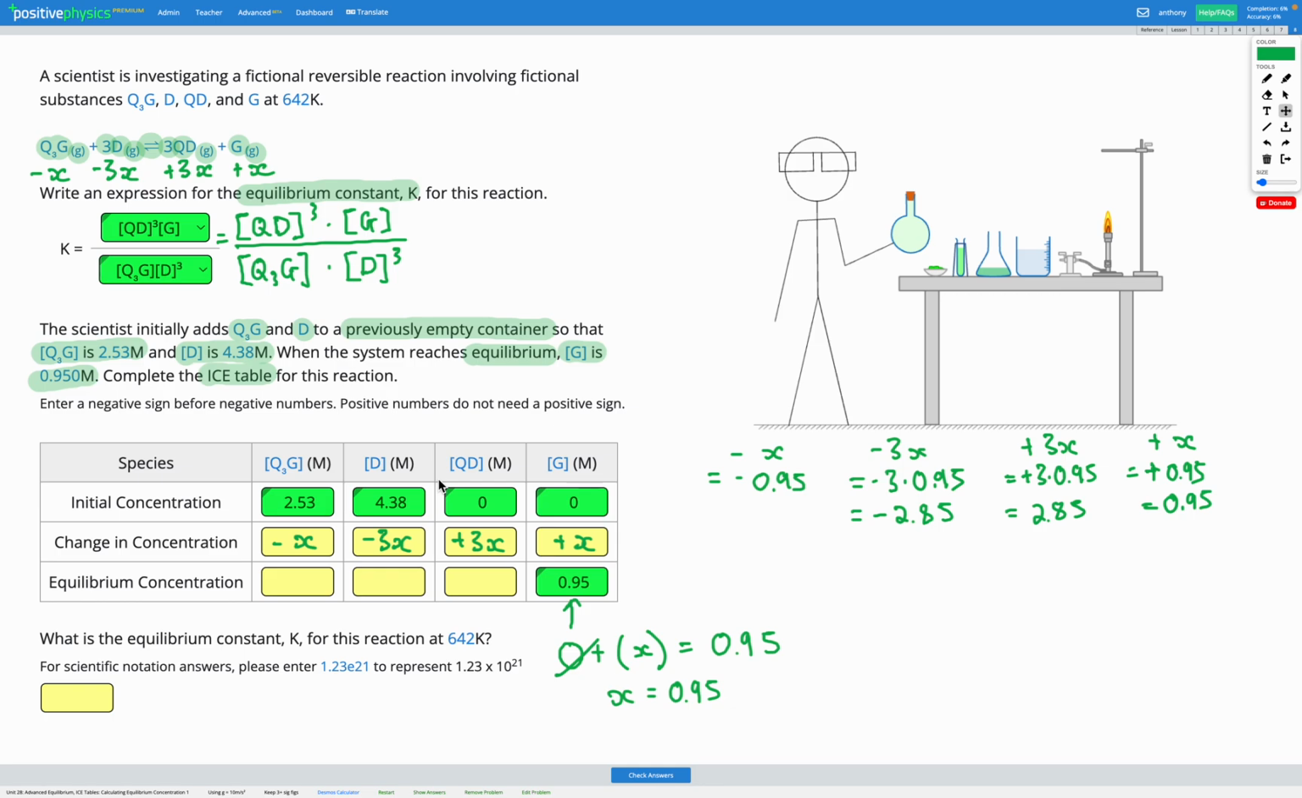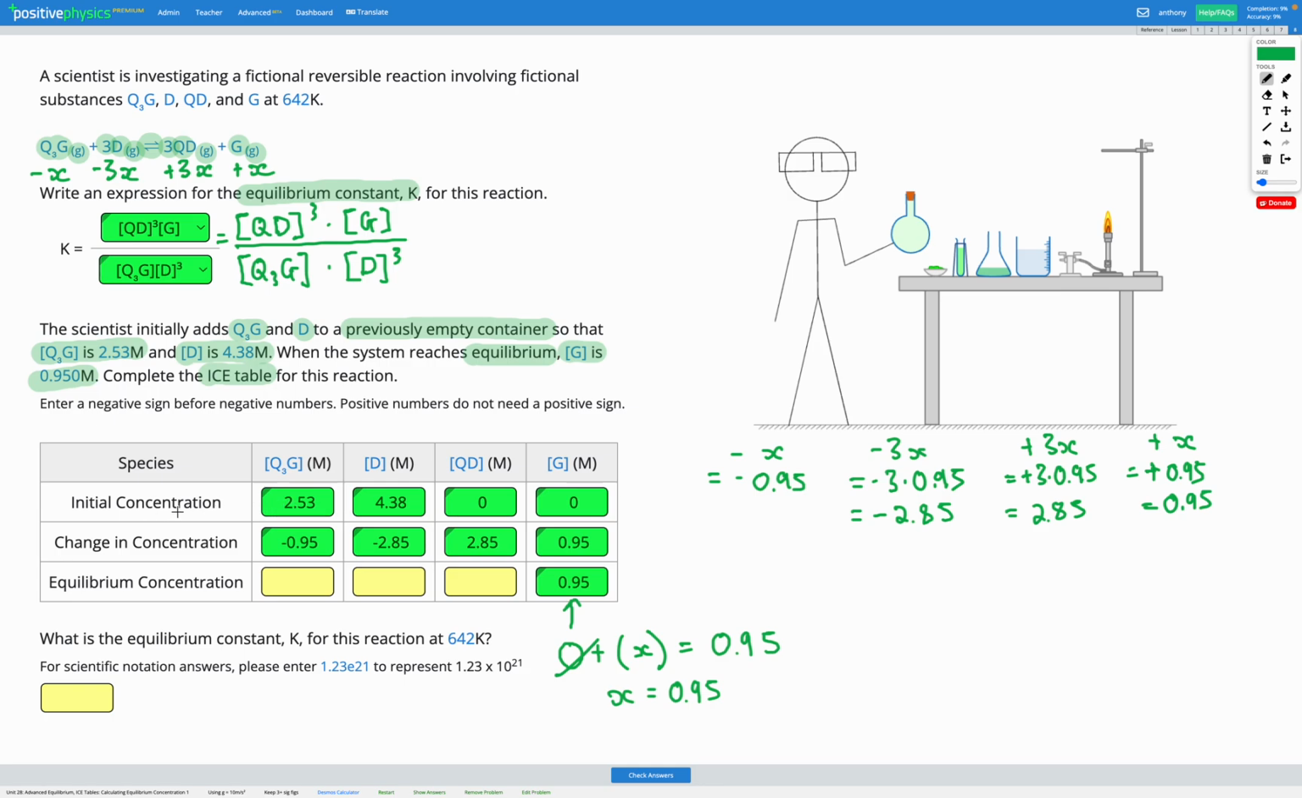So let's go ahead and enter those numbers into our change in concentration row in our table. Negative 0.95 for Q3G, negative 2.85 for D, positive 2.85 for QD, and positive 0.95 for G. Remember, positive numbers do not need a positive sign when we enter them in answer boxes, but negative numbers do need a negative sign.